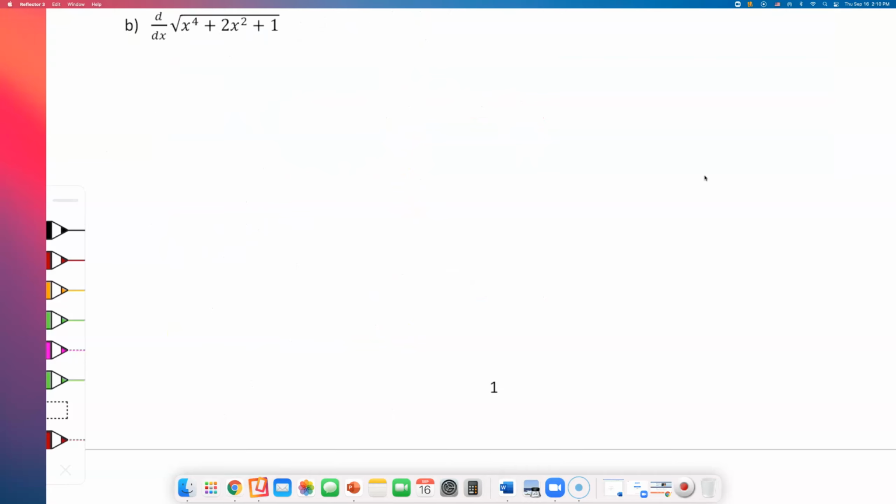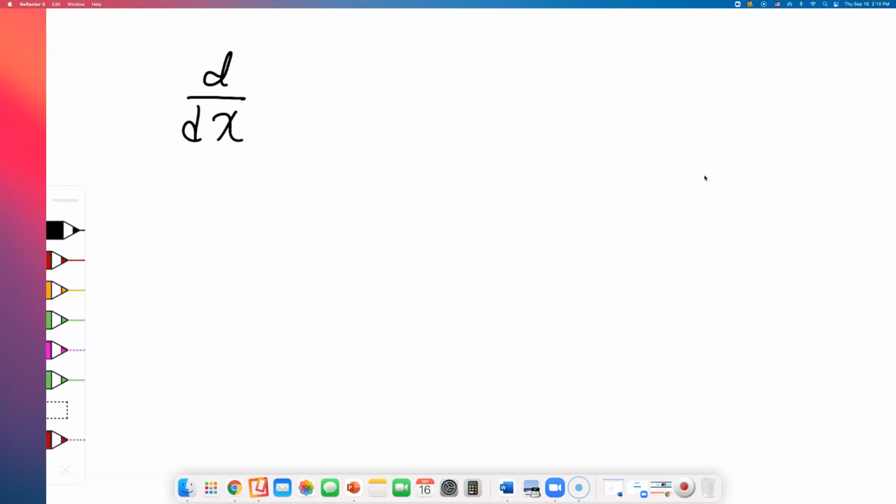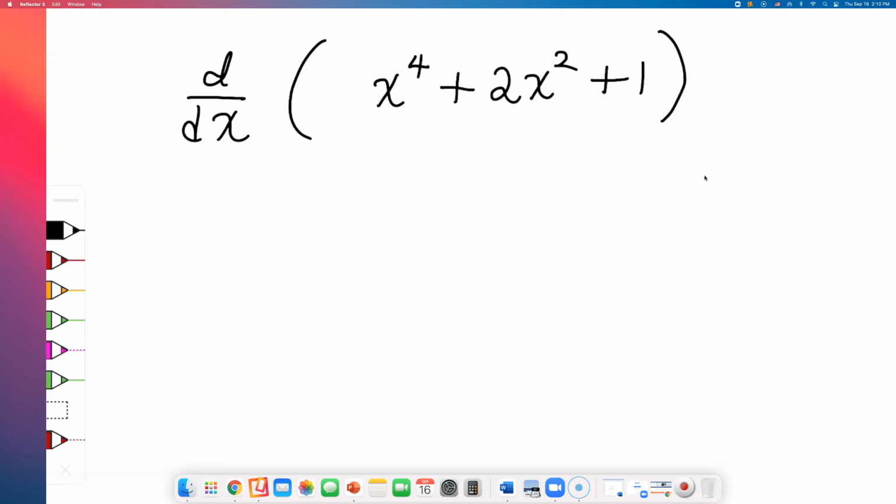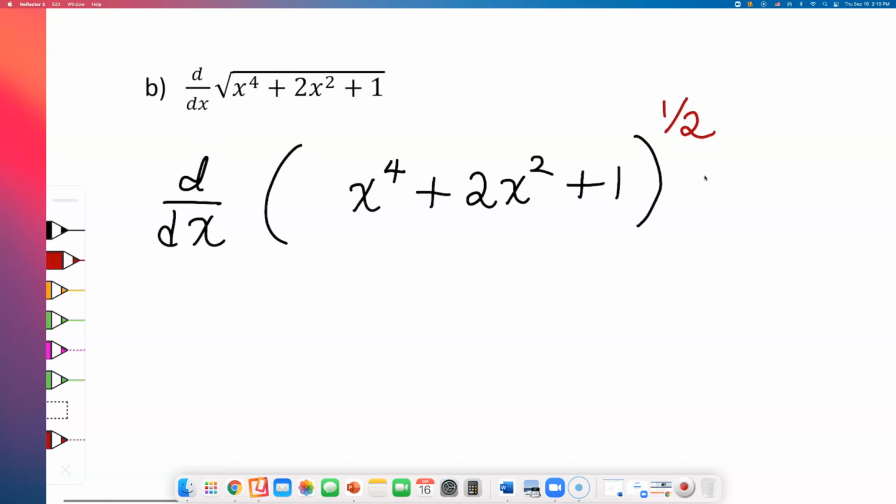All right, the inside and outside is clear, but what I'm going to do is I'm going to rewrite this so that it's not a square root anymore, but it is x to the fourth plus 2x squared plus 1 raised to the what power do you think? Half power. That is how we rewrite our square root. All right, let's take the derivative of this, okay?